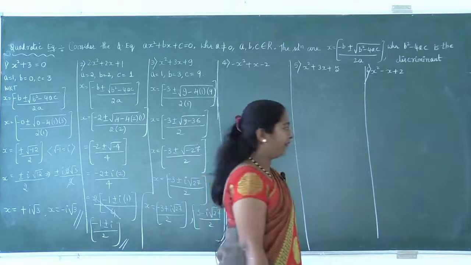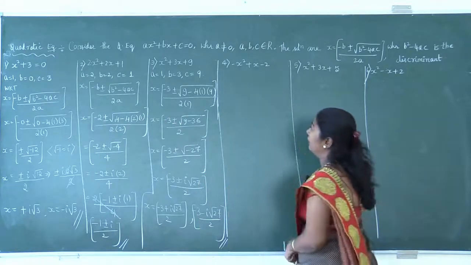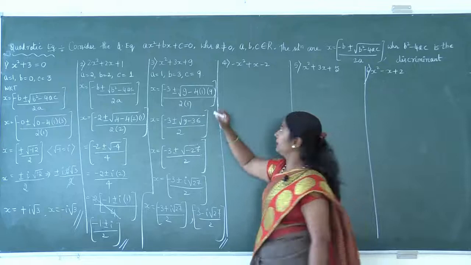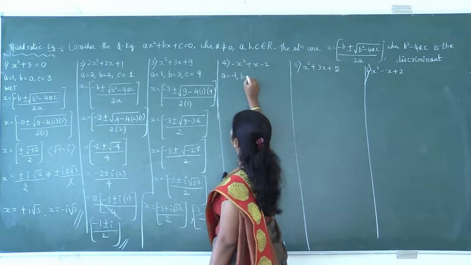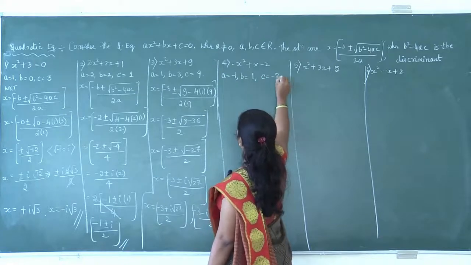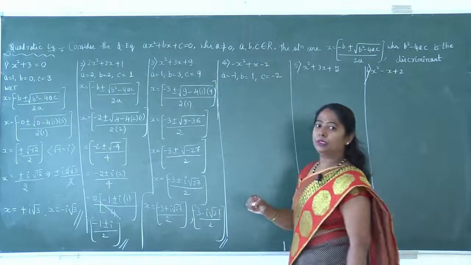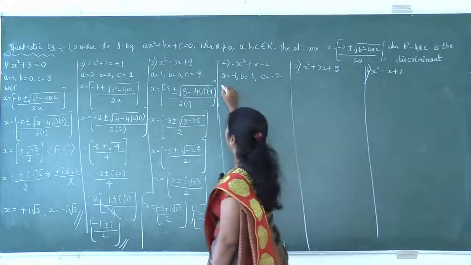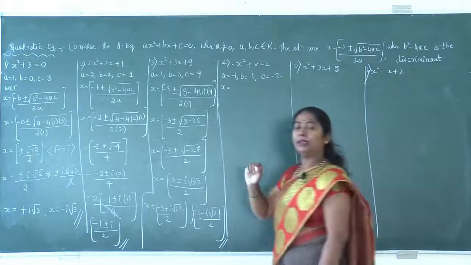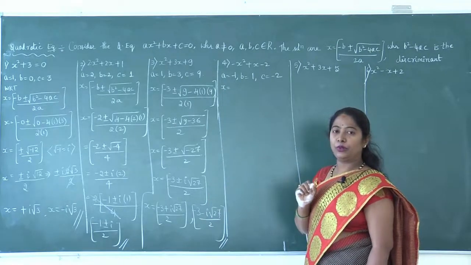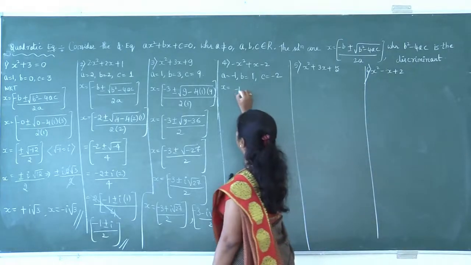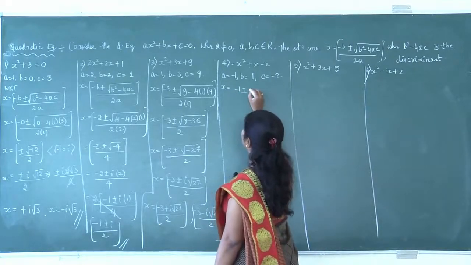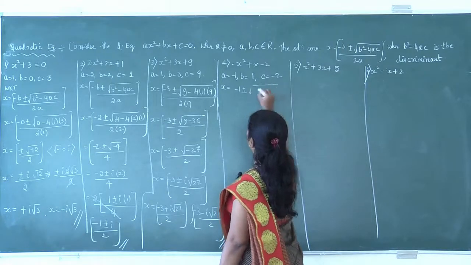Moving on to the fourth problem now. What is the value of a here? The moment you look at the question, the a value is minus 1. What is the value of b? 1. What is the value of c? Minus 2. So what is the formula now? x equals minus b plus or minus root of b squared minus 4ac by 2a. Minus b is what? Minus 1, plus or minus b squared. What is b squared?